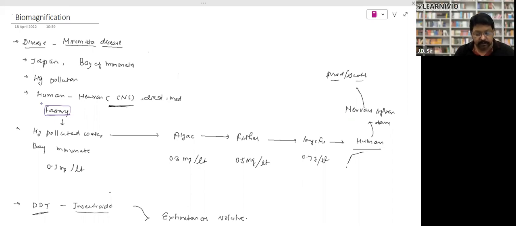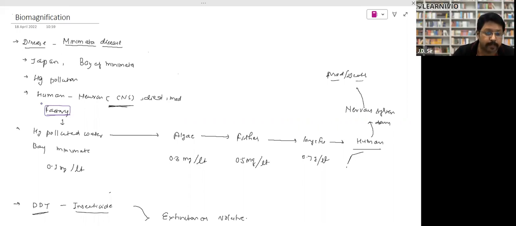Biomagnification is just the increase in the concentration of mercury at every trophic level. That is called biomagnification. Got it? Minamata disease and biomagnification. Clear? Bio means biological food chain. Magnification means increase of what? Insecticide, heavy metal, or toxic substance.